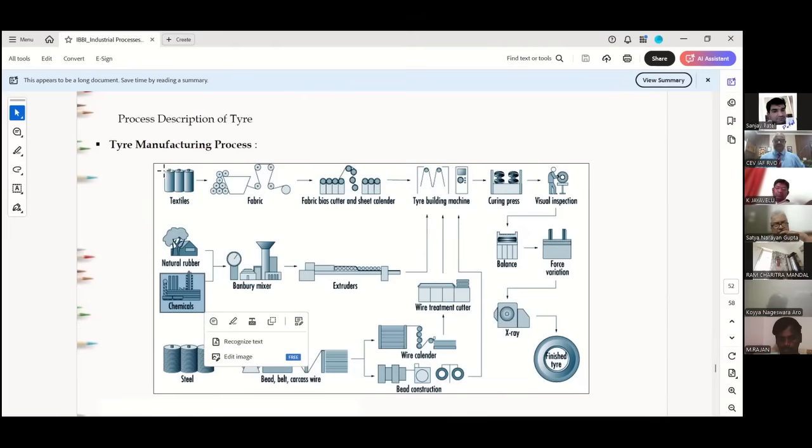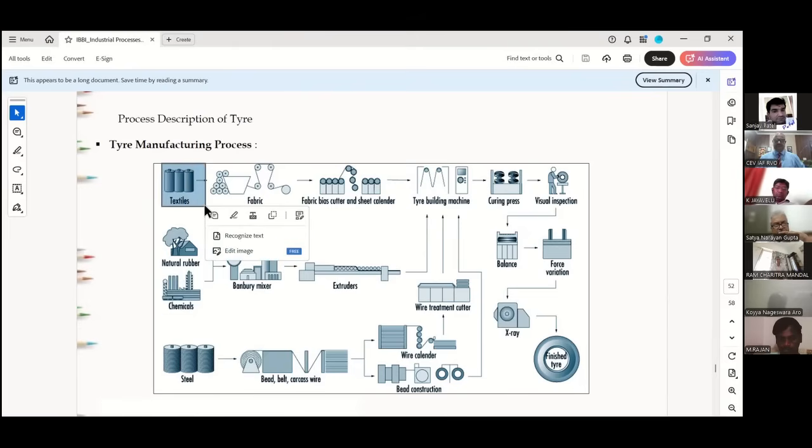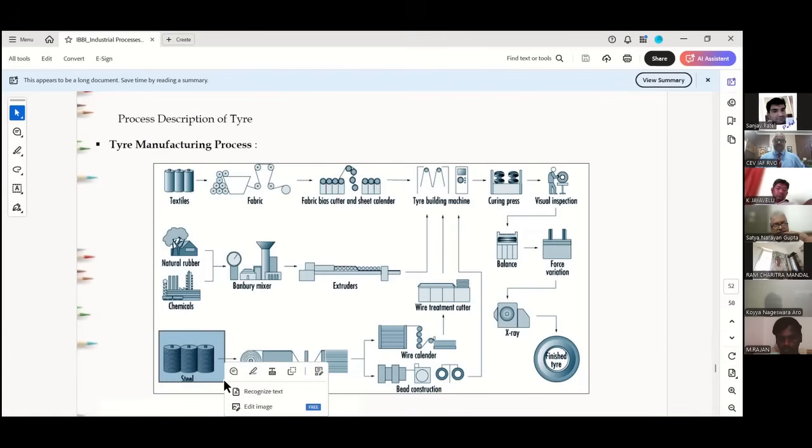Okay. Then we require the textile in the form of thread. We require the steel in the form of wire. In tires you will find there is a rubber part, there is a wire part, and there is a thread part. Okay. So these three inputs to make a tire are separately processed.